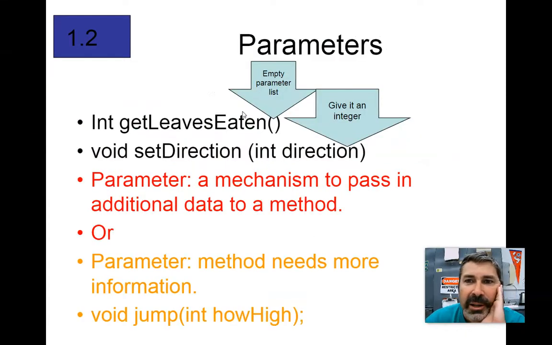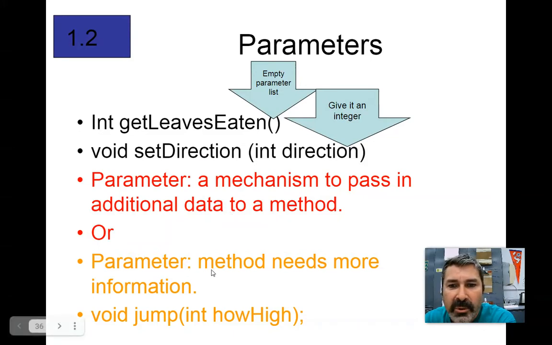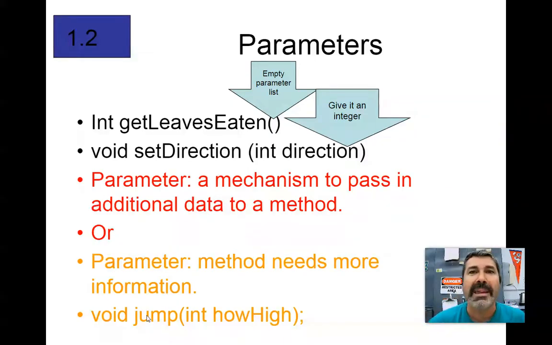All right, so now we're going to learn about parameters. A parameter, write this down, it's in red. A parameter is a mechanism to pass in additional data to a method. With a parameter, the method needs more information. So for example, if I tell you to jump, obviously you're going to say, well, Mr. Miller, how high? When I asked you to jump, you didn't get all the information you needed. So you needed a parameter. The parameter is how high. So the parameter is a mechanism of passing additional data to a method.